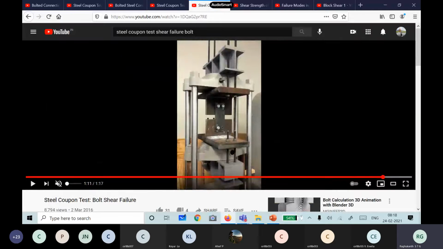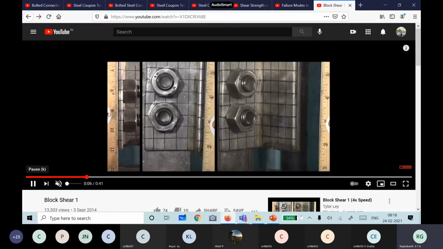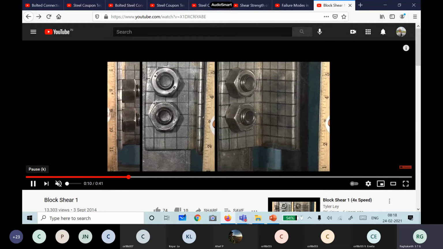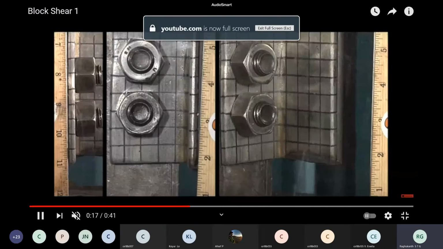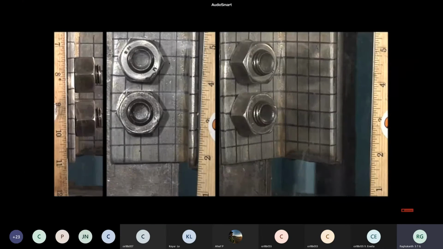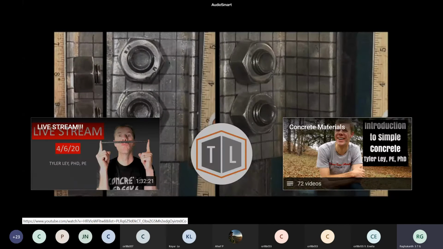I think one more is there for block shear. This shows a simple angle section under block shear. These are the 2 bolts. This is an angle section; here it shows one leg and here another leg. You can see how things are failing. This angle section is pulled in the upward direction, it is in tension.